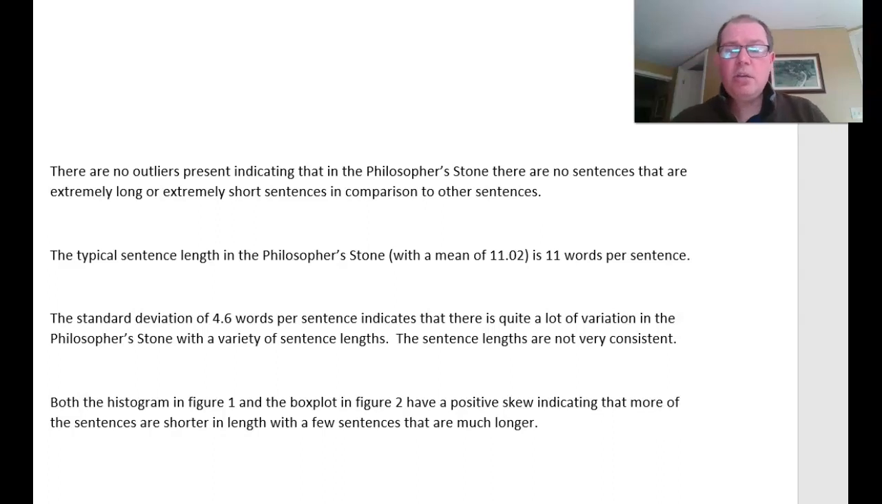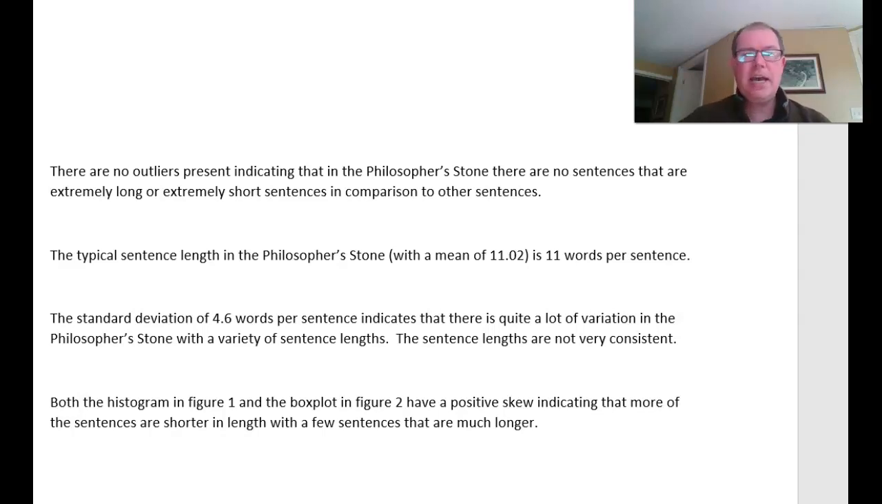So always use the most simple words you can and be clear and succinct. Less is more as a statistician. So firstly, outliers. There are no outliers present, indicating that in the Philosopher's Stone there are no sentences that are extremely long or extremely short in comparison to other sentences. Now let's do the mean, the centre. The typical sentence length in the Philosopher's Stone, with a mean of 11.02, is 11 words per sentence.